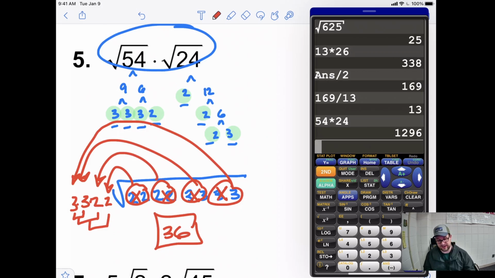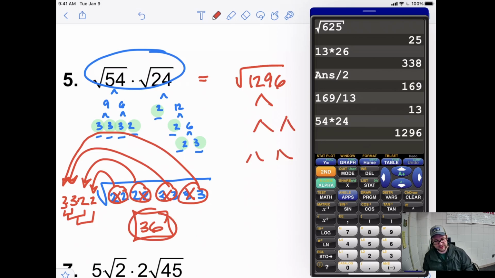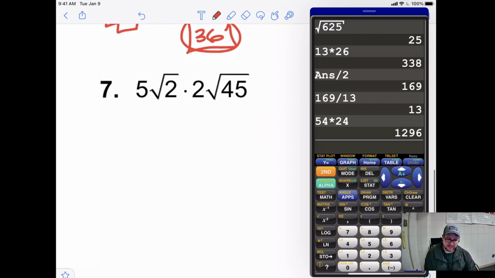Now again, if you wanted to come over here and multiply those and get 1,296 on the inside and break this down into whatever it factors into, you're going to get to the same answer ultimately, kids. Take a look at number 7. This one gets a little bit harder.